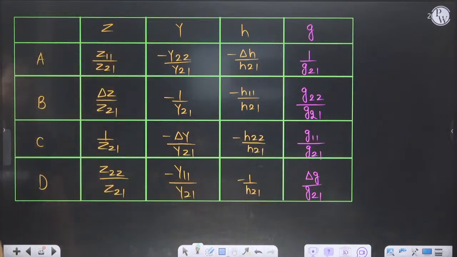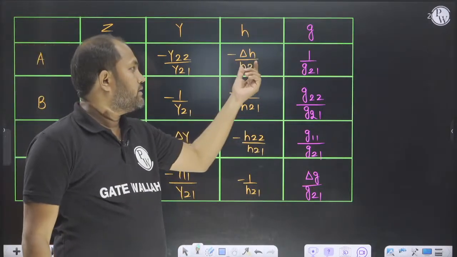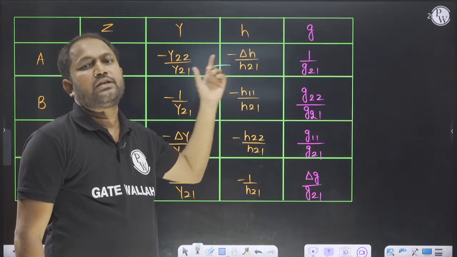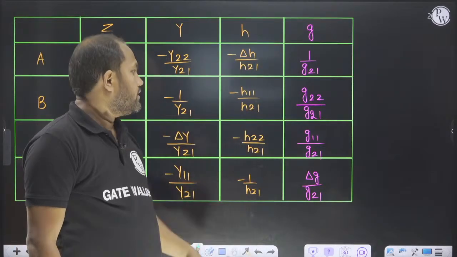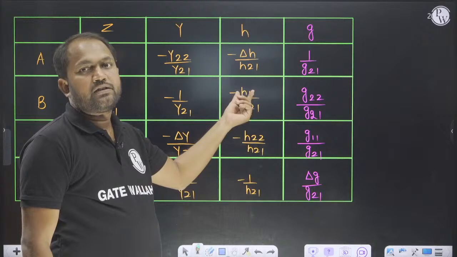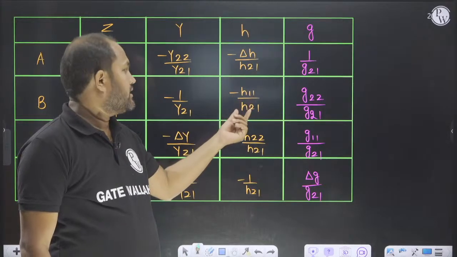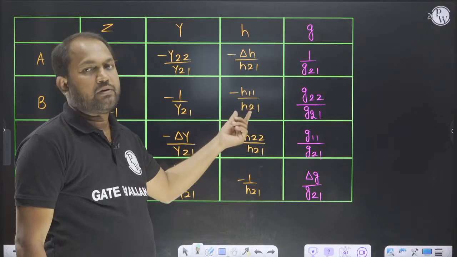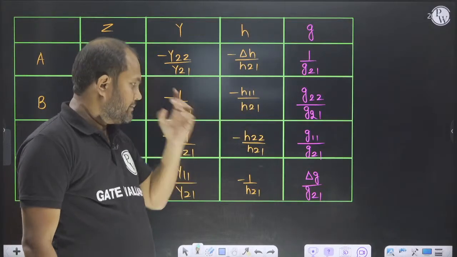answer. So what you have written, this one is 1 by G21, because we know the relationship between G and H. And H11 will be written as G22 upon delta G, and this one will be written as minus G21 upon delta G. Delta G will be cancelled out, minus will be cancelled out.